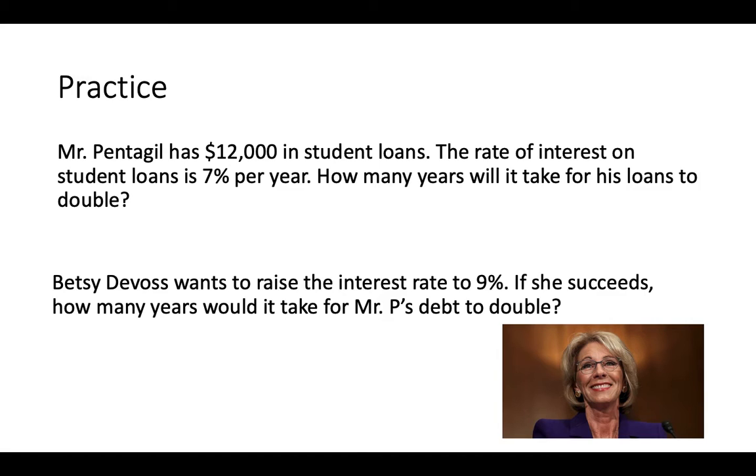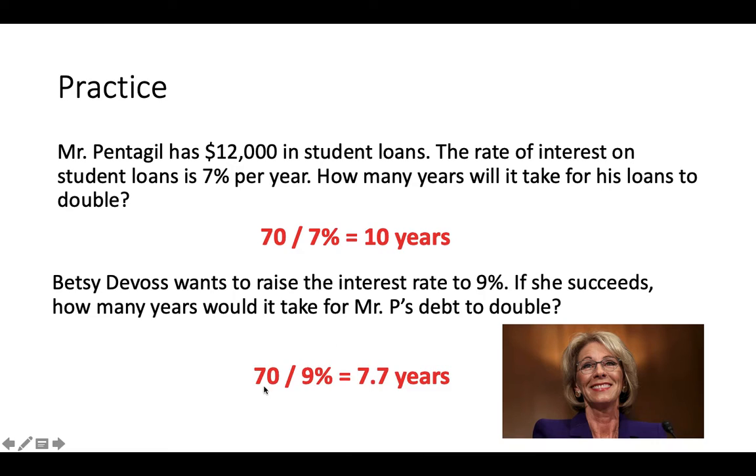how long would it then take for Mr. P's debt to double? All right, so for this one, you take 70, you divide it by 7%, you get 10 years. It would take 10 years for my loans to go from 12K to 24K. If she raises the student loan interest rate, we do 70 divided by 9%, it would only take 7.7 years for my loans to double, which is pretty substantial. So please don't raise the interest rate, please, thank you.